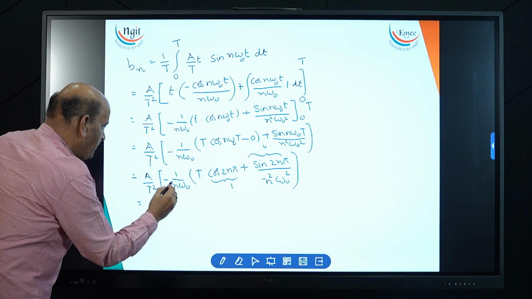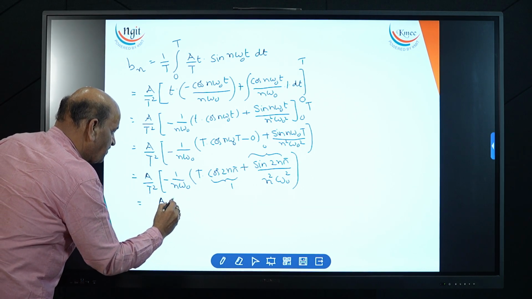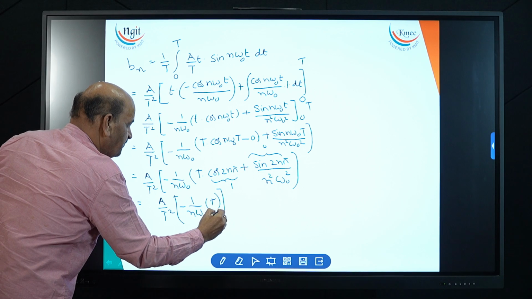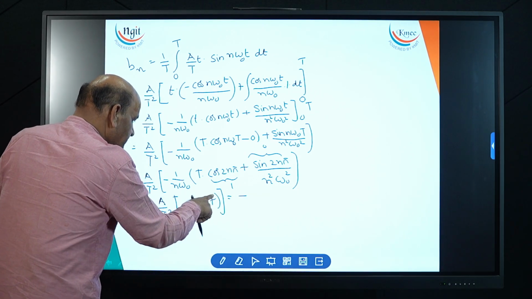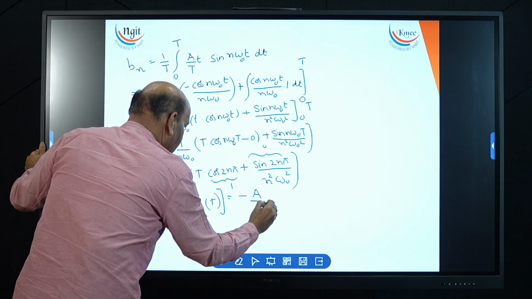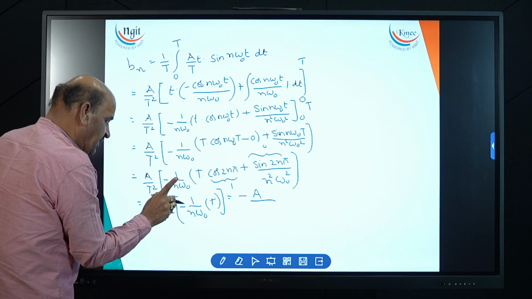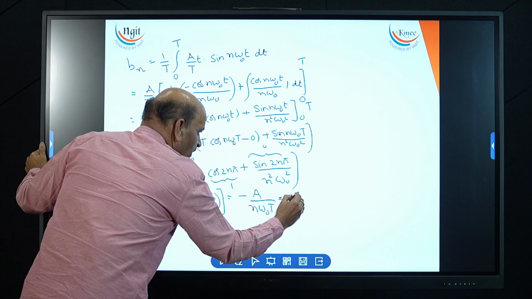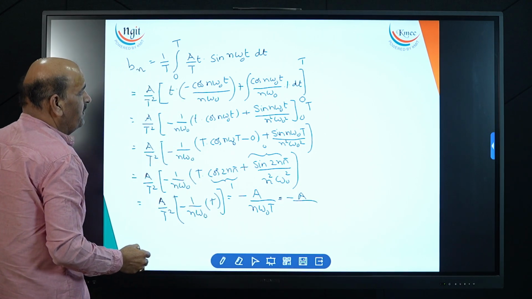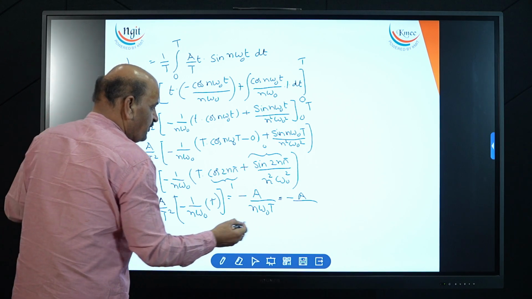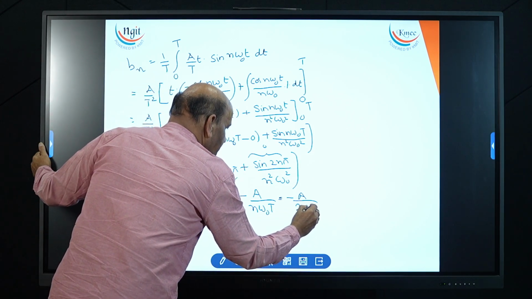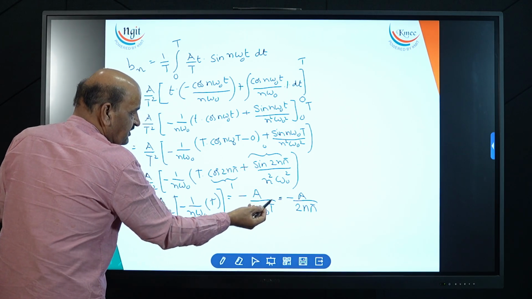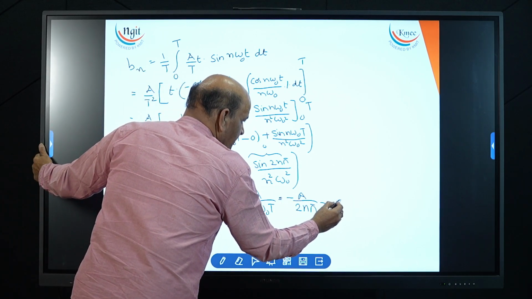So this will become A by T square into minus 1 by n omega naught into T only. This is equal to minus A by, in the denominator only one T is remaining, by n omega naught. This is equal to minus A by, actually omega naught is how much? 2 pi by T. So this is cancelling, this will become 2n pi. In the case of omega naught you can make 2 pi by T. This T cancels. This is the one. This is the third equation.